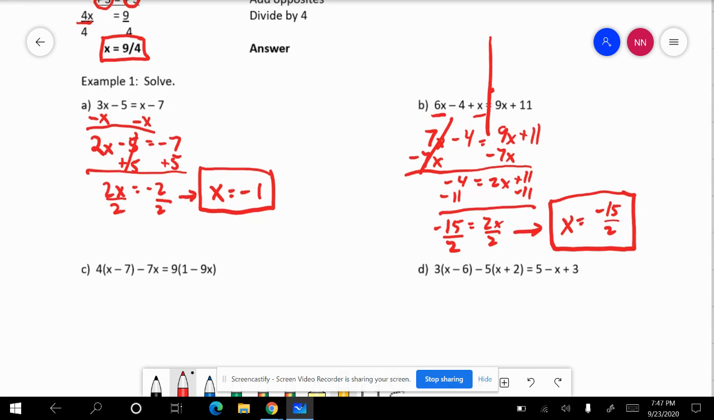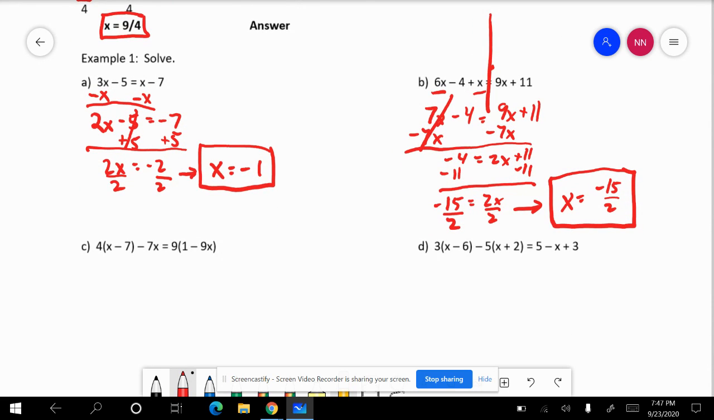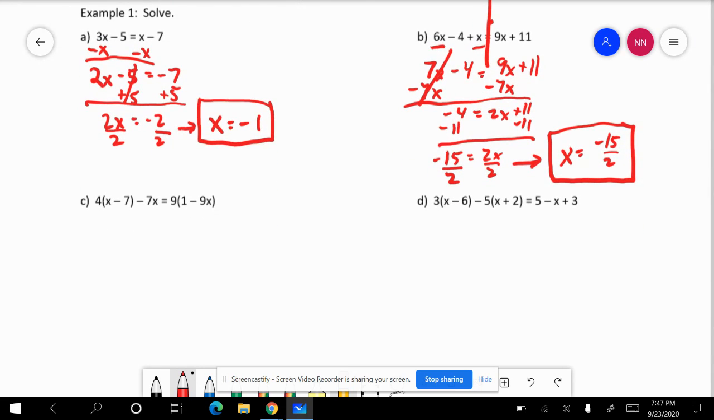Now, as you look on, the problems get a little bit more difficult. So in this case, we have two different things that we're going to be doing. First, we're going to take our parentheses. The number outside the parentheses, we're going to distribute to each term inside. So we get 4x minus 28 minus 7. Then we're going to distribute the 9 to each of the terms, and that gives us 9 minus 81x.